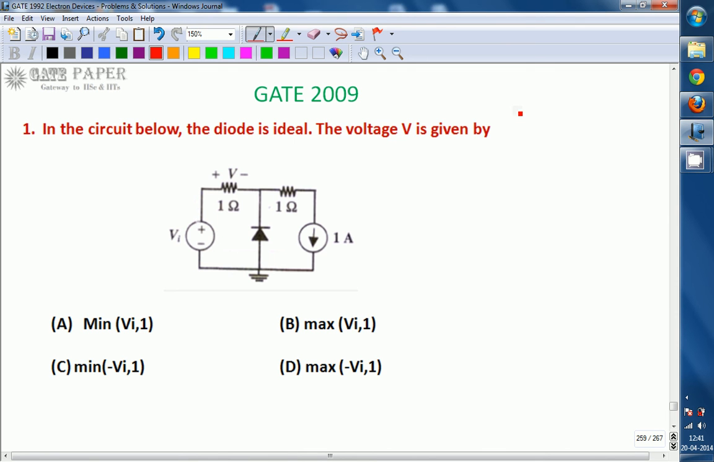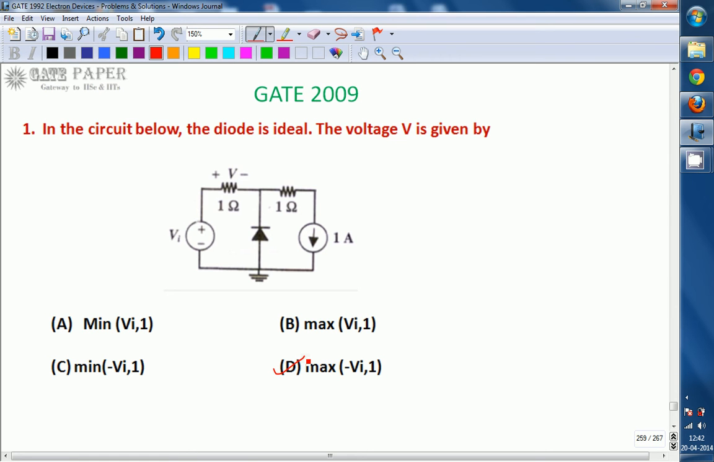Hello, we are discussing the GATE 2009 ECE paper, and the topic is related to electronics. In the circuit below, the diode is ideal. The voltage V is given by: A, minimum of Vi, 1; B, maximum of Vi, 1; C, minimum of minus Vi, 1; D, maximum of minus Vi, 1. So the right option for this question is D.